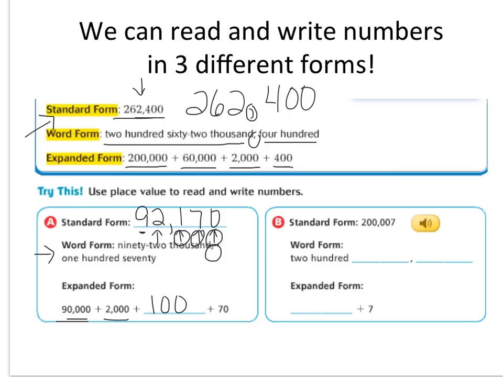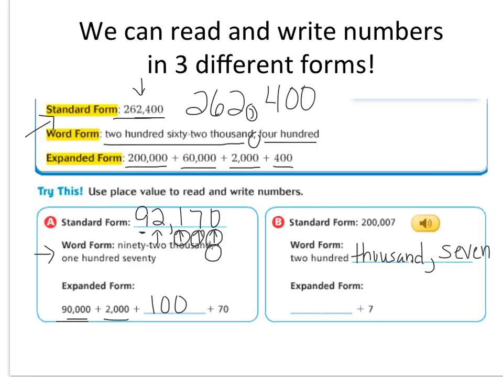Pretty easy, huh? Okay, what if they give it to you in standard form? We know this number, 200,000, oops, there's my comma, 7. So I can write that in word form as 200, just as I would say it, 1,000. Then I have to have my comma, and all that I have left is 7.